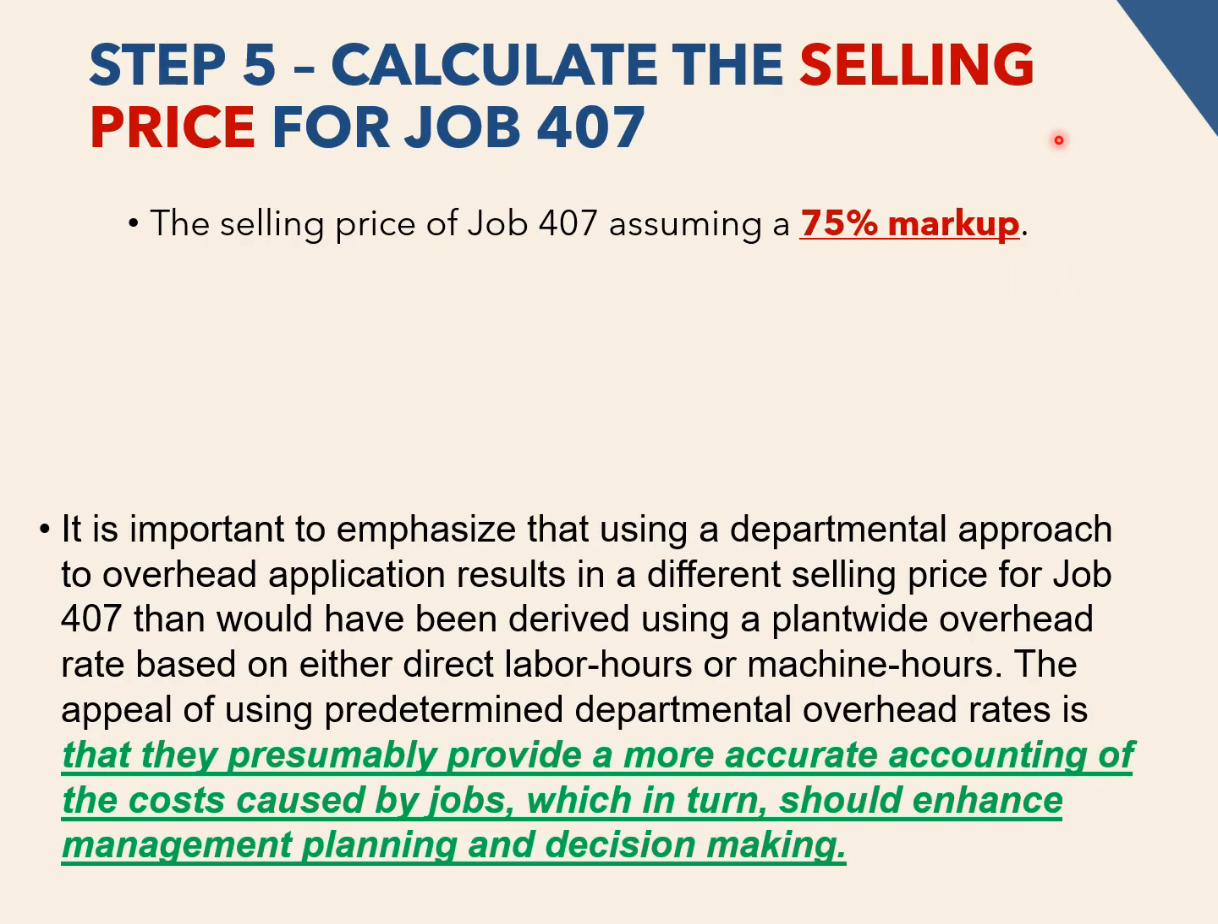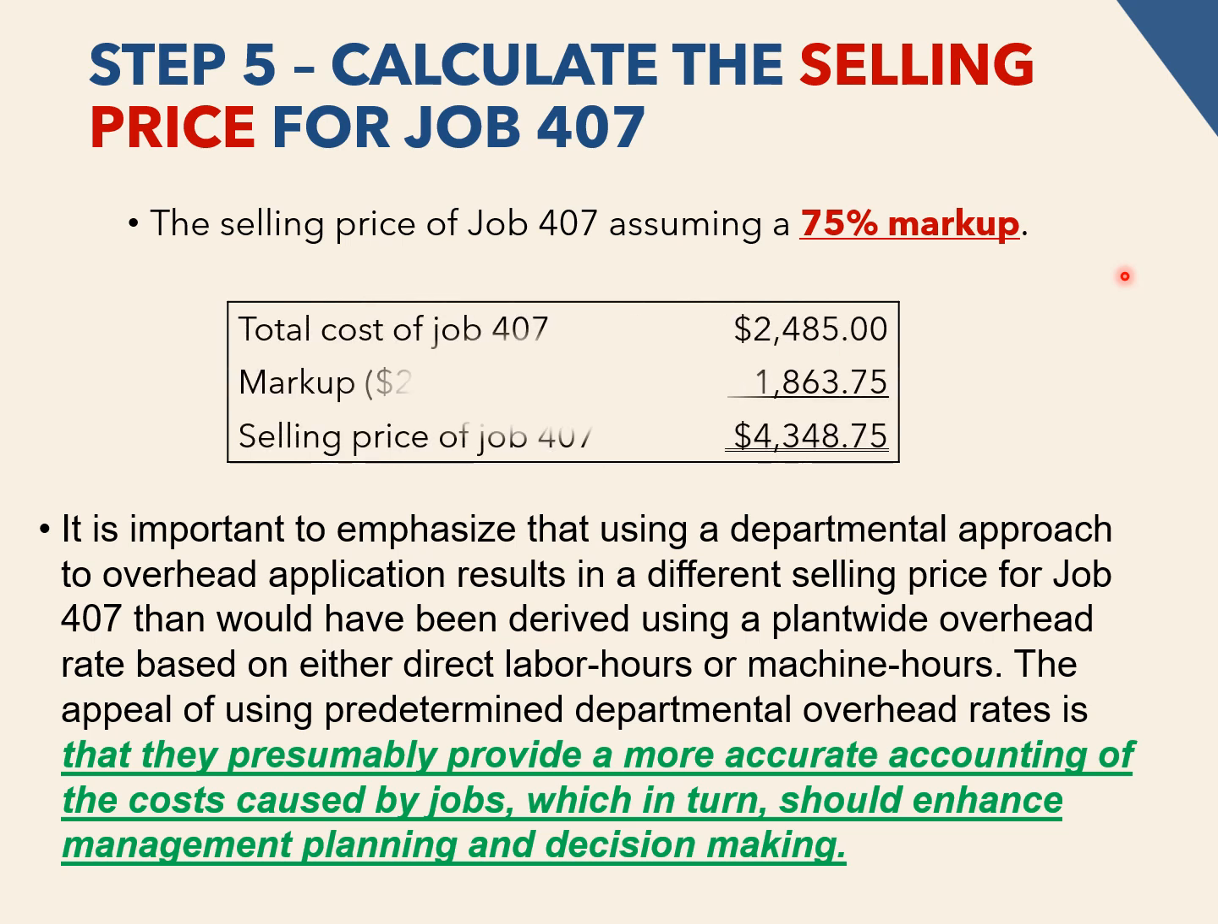The last step, step number 5, is to calculate the selling price for Job 407. The selling price of Job 407 assuming a 75% markup. Here is the calculation. You take the total cost of Job 407 plus the 75% markup, and you will get the selling price of Job 407.